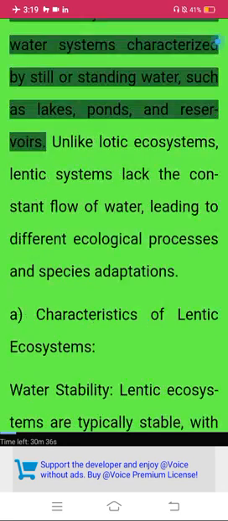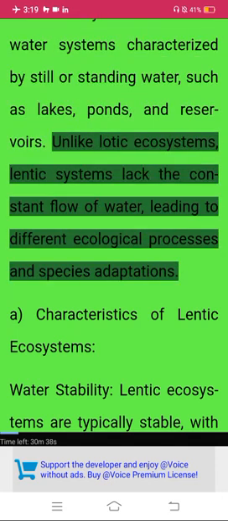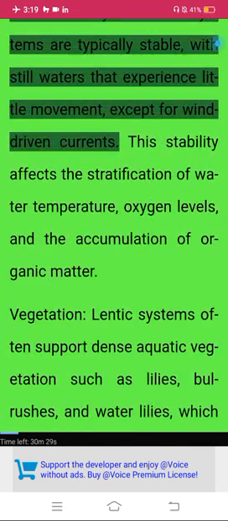2. Lentic ecosystems. Lentic ecosystems are freshwater systems characterized by still or standing water, such as lakes, ponds, and reservoirs. Unlike lotic ecosystems, lentic systems lack a constant flow of water, leading to different ecological processes and species adaptations. Characteristics of lentic ecosystems.